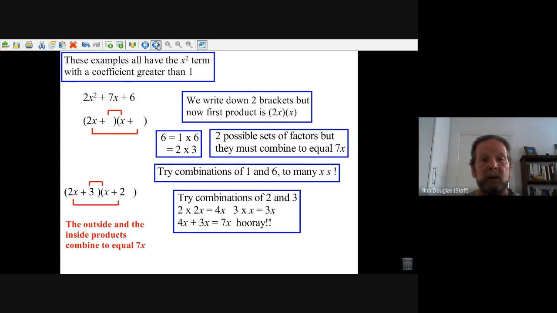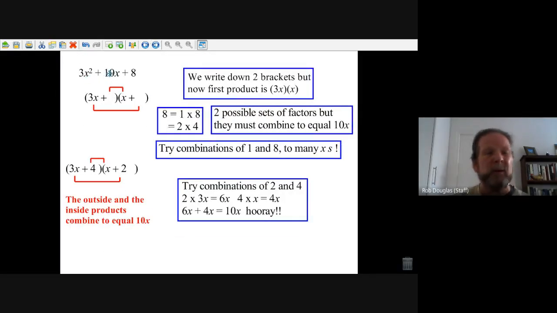Okay, let's look at another example. 3x squared plus 10x plus 8. Well, the same story here. The first two things have to multiply to equal 3x squared. And the only way to get 3x squared is 3x and x. So this one, that part's pretty easy. Now the last two numbers have to multiply to equal the constant on the end. Well, it can only be, for 8, 1 times 8 or 2 times 4. But you could put 8 here and 1 here, or you could put 1 here and 8 here, and you just try it, and you'll see it doesn't work.